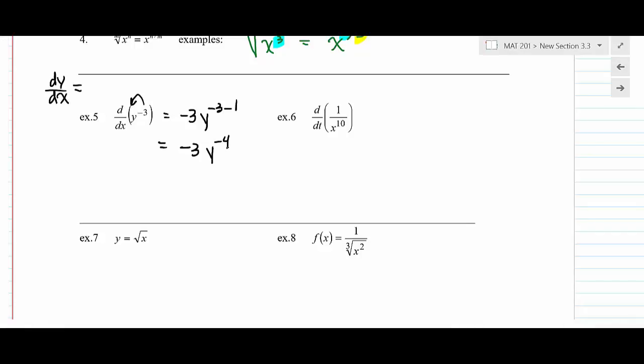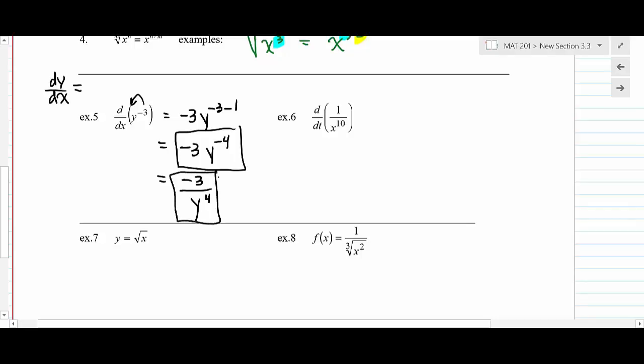Now, you could write the answer that way. You also want to know that you could also do this. If you bring this y to the 4th down, what happens to its exponent? It becomes positive. So you want to know that as well. Okay? Either answer is okay. It depends on the situation as to what you do with that.